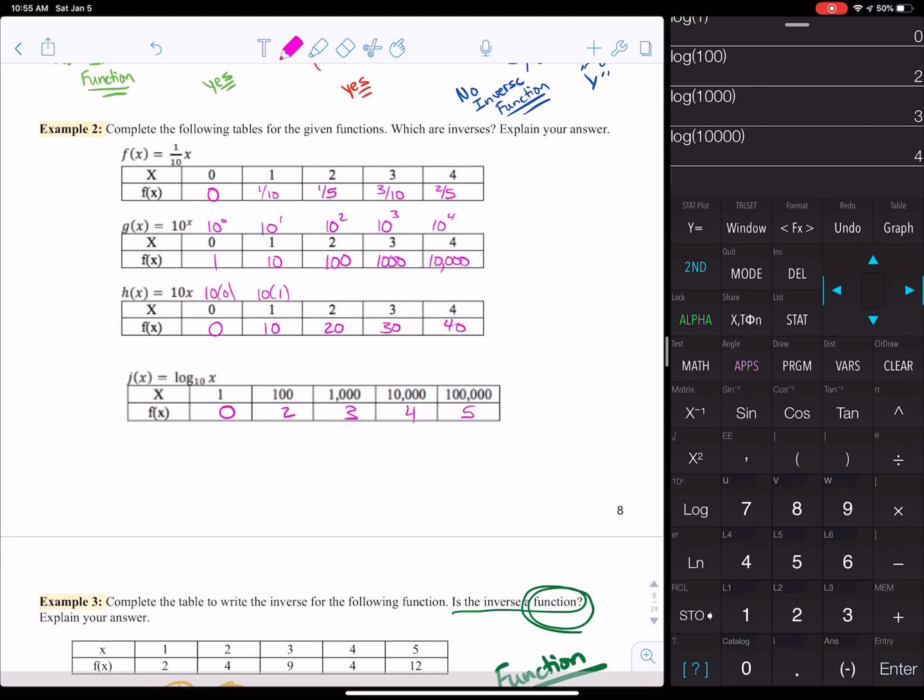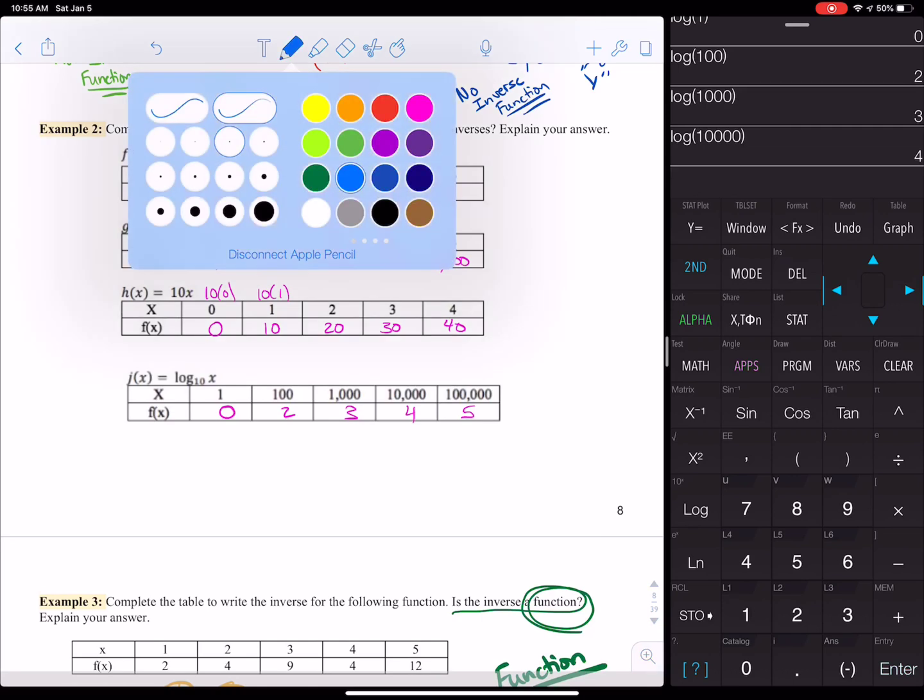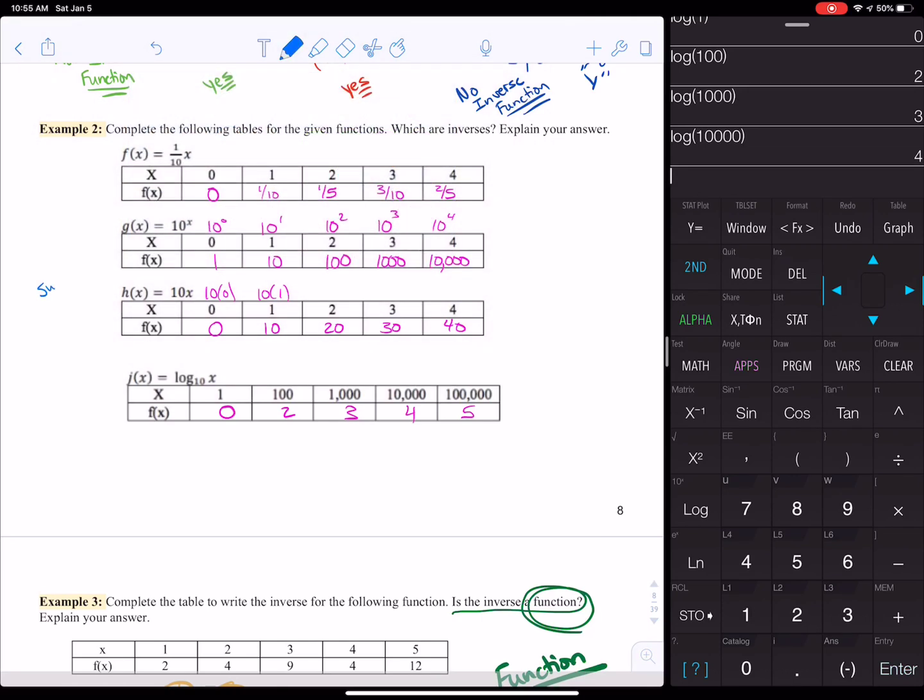So what you're looking for in this problem is if they are inverses, then their x's and y's have switched. So x's and y's switch. So in other words, is there another place that has these two values switched in our choices? So like 1/10 would be the x and 1 would be the y. So this is not it, this is not it, and that's not it. So it does not have a function it would be an inverse for.